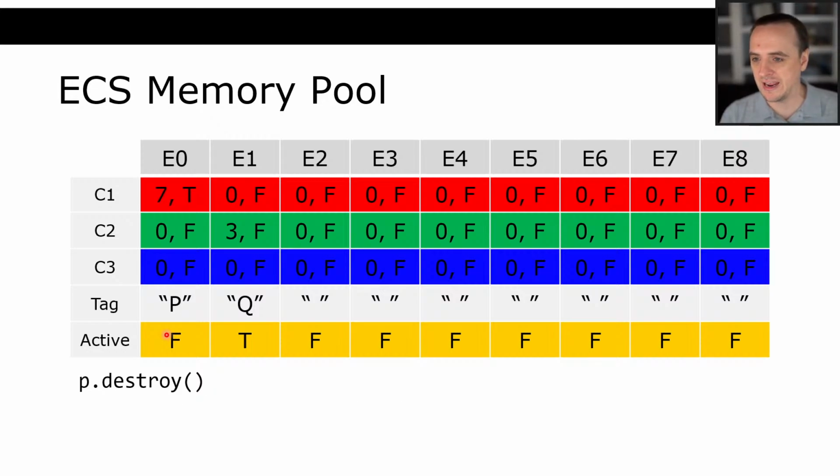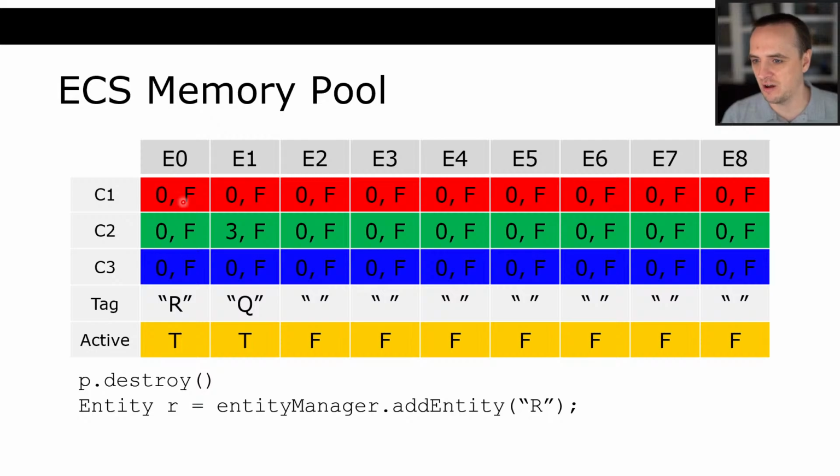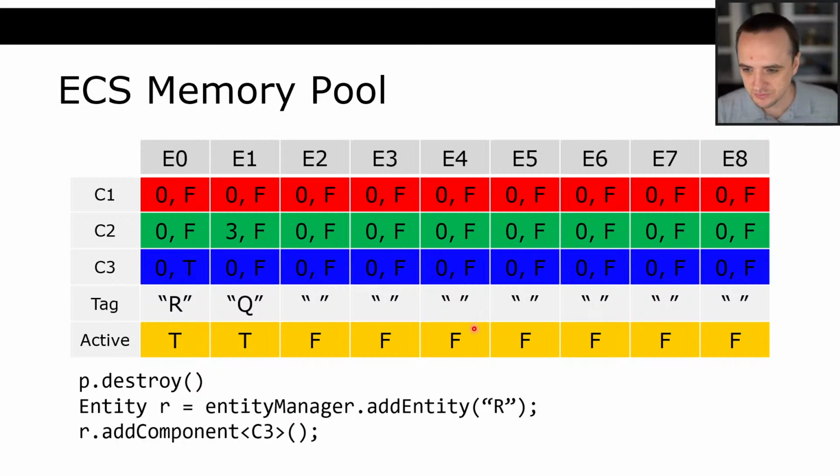And what I do when I add this new one is I zero out all of these values again. And so if I want to add the component, I just do the same thing with this one and set its value to true. So that's how the memory pool works. It's actually really simple conceptually.